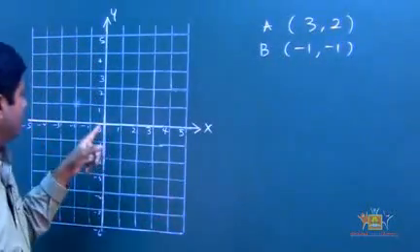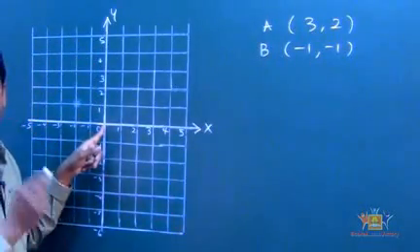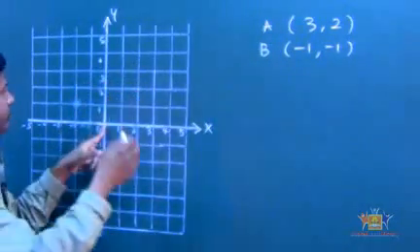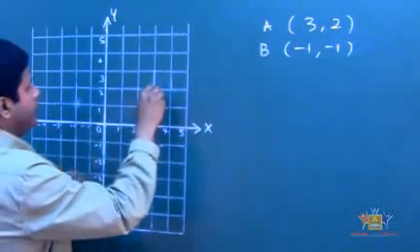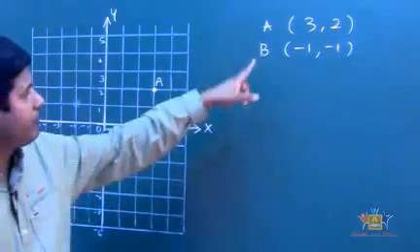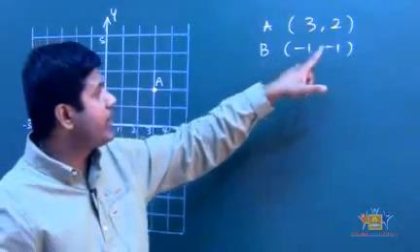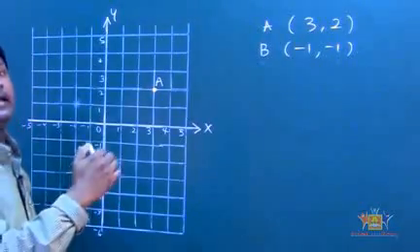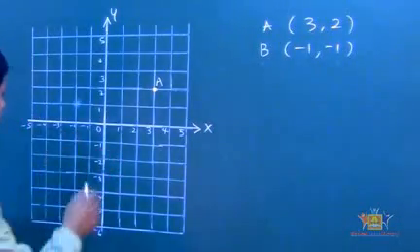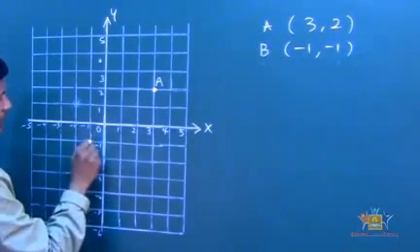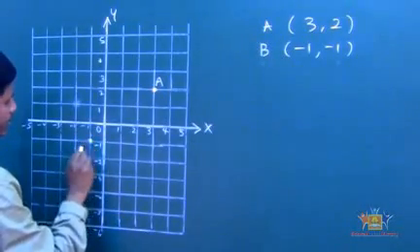So this is our reference point, the origin, 0, 0. So 3, 2 means right 3, up 2. There you go, that's our point A. And then for B, it's negative 1, negative 1. X is negative 1, Y is negative 1. That means left 1, down 1. See that? Negative 1, negative 1. So that's going to be your B.